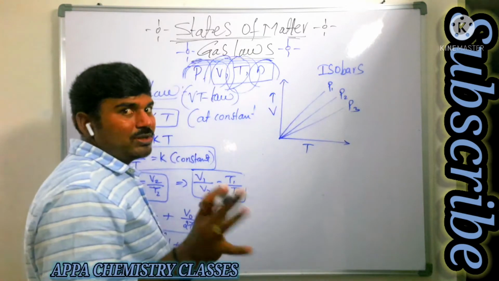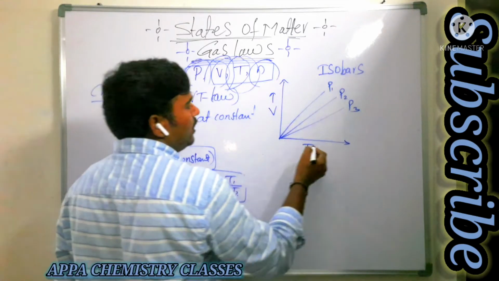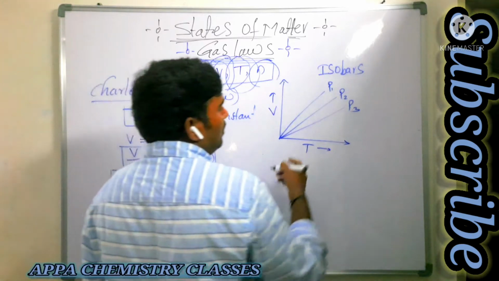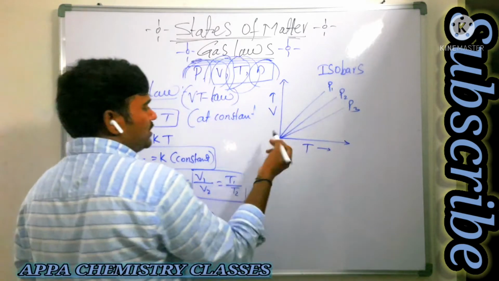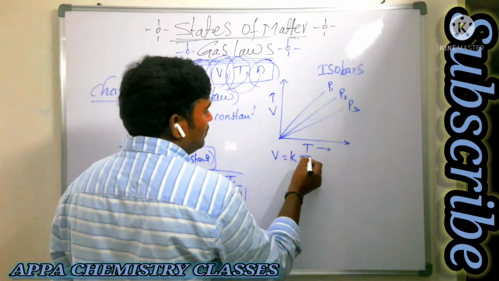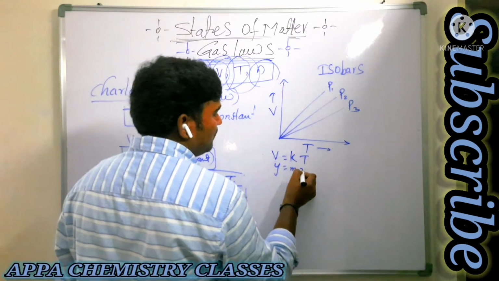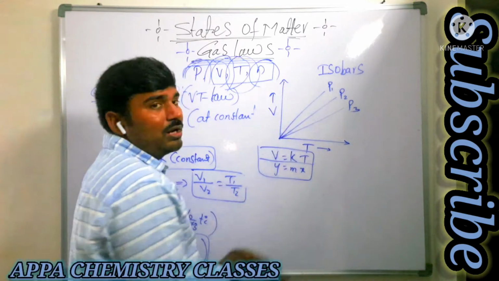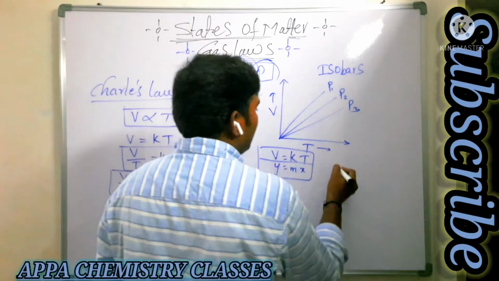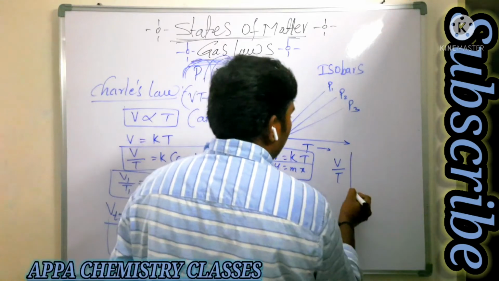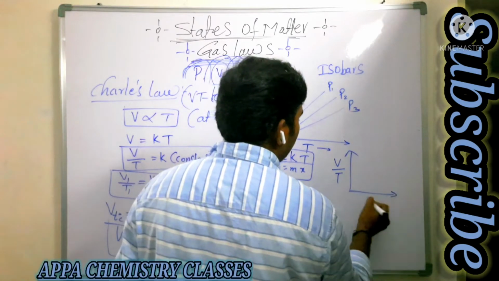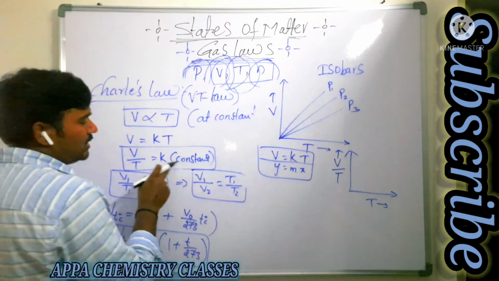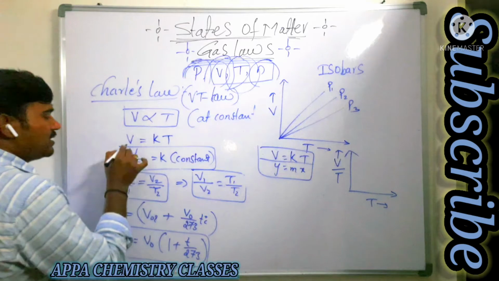Now what is the relation between P1, P2, P3? I am going to tell you. So this is volume on the y-axis and temperature on the x-axis. We are getting a line passing through the origin. What is the reason here? V is equal to K into T, which is of the form y is equal to mx, so it passes through the origin. If I take V by T on the y-axis and temperature on the x-axis, the V by T value remains constant. V by T is always constant even as the volume changes.